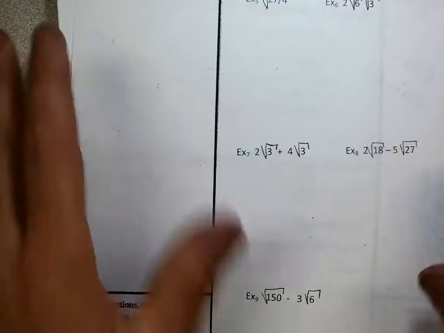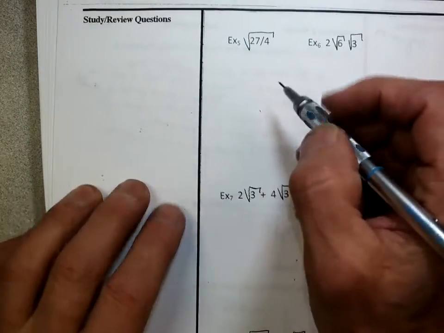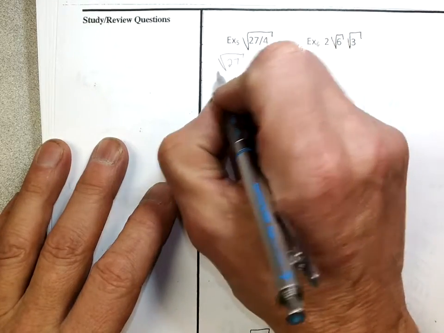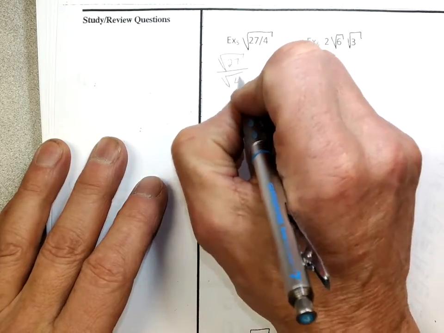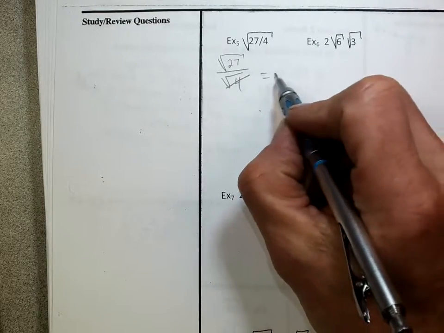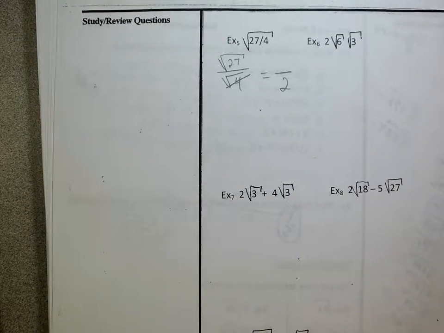Now, example 5. Really, since I'm not much of a typist, it should be 27 over the square root of 4. That's a better way to write it, okay? So I'm going to rewrite it as the square root of 27 over the square root of 4. Now, the 4 is easy. Should we just take care of the 4 right now? Square root of 4 is just 2, right? Just take care of that.